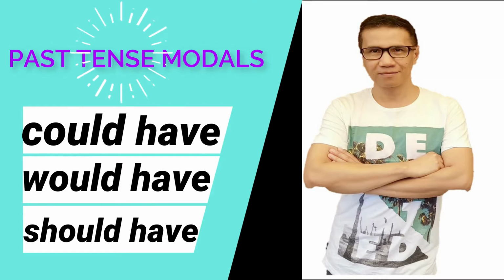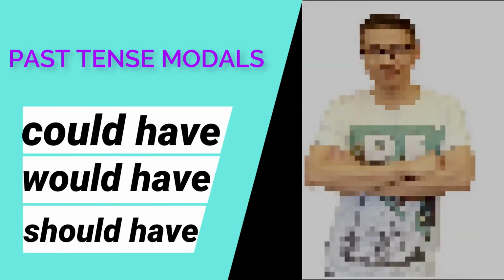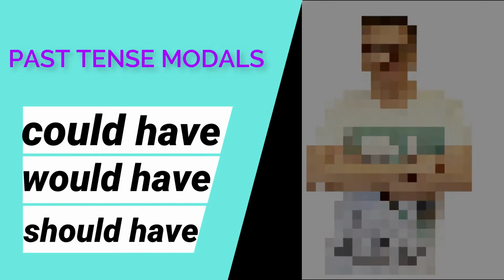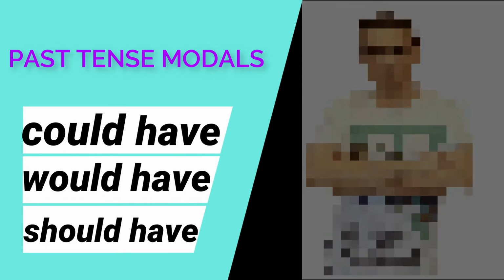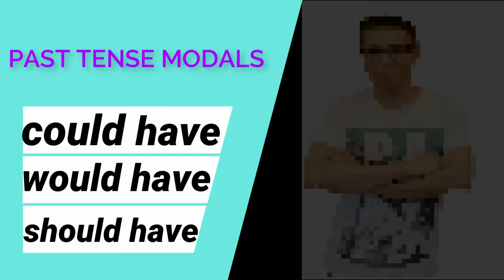In this tutorial, we are going to learn the past tense modals, and they are could have, would have, and should have. To learn these modals, we are going to look at a sample sentence, its meaning, structure, use, and context. So let's get started.